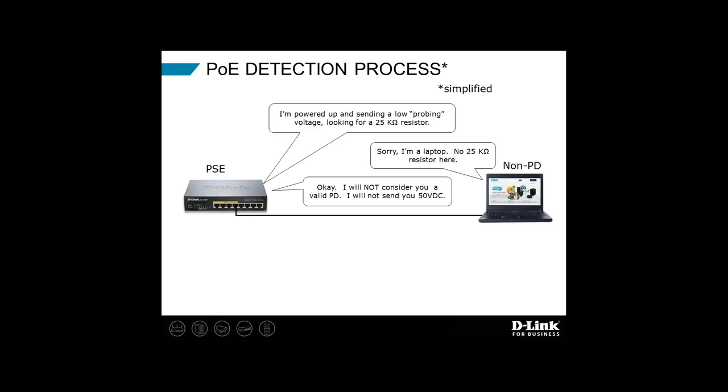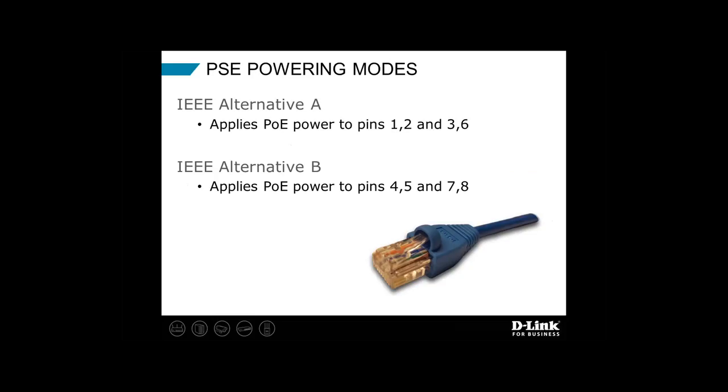And the PSE is smart enough to say, then I will not consider you a valid PD, and I will never attempt to put that 50 volts of DC power on the LAN cable. However, we can still establish Ethernet link and start communicating and sending Ethernet data. So I hope that gives you a quick idea on how that signature detection process works.